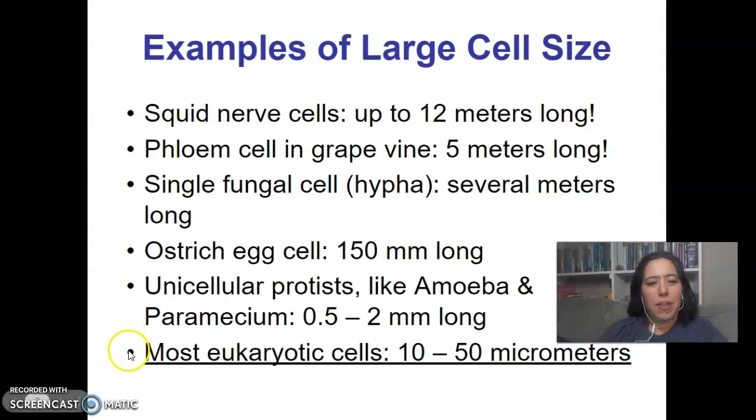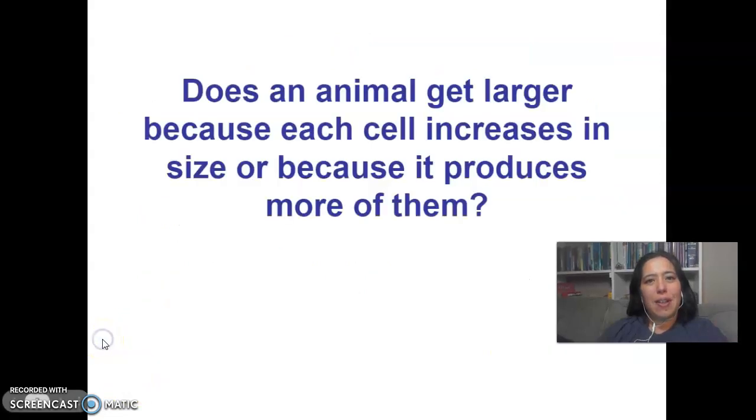What I really want you to focus on is that most eukaryotic cells, so remember eukaryotic cells are those with organelles and a membrane-bound nucleus, are going to be between 10 and 50 micrometers. So not much variation between the size.